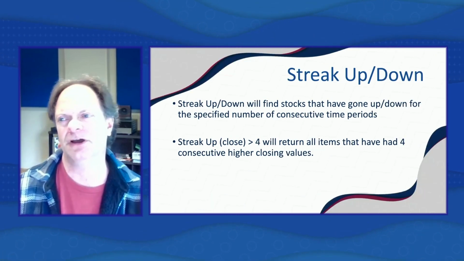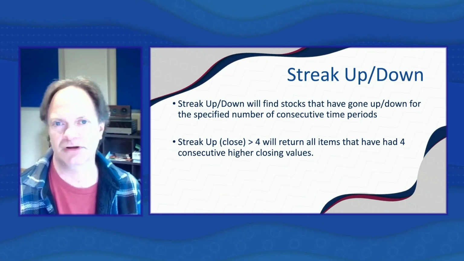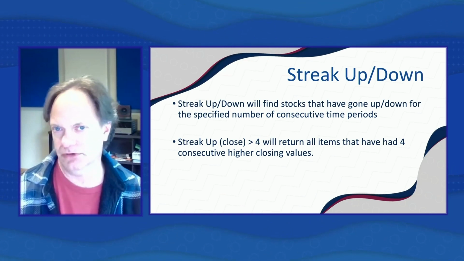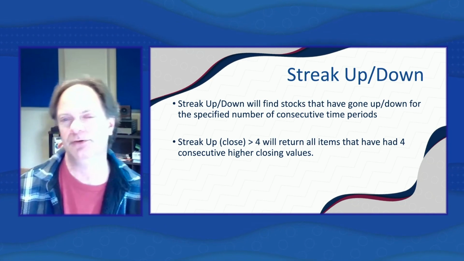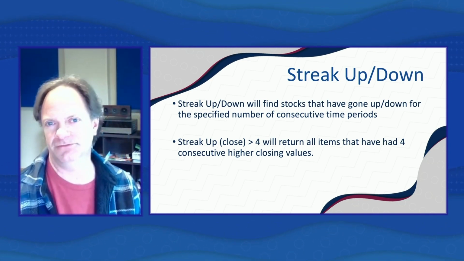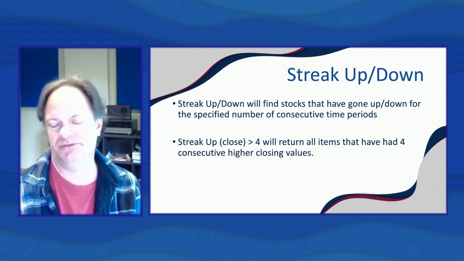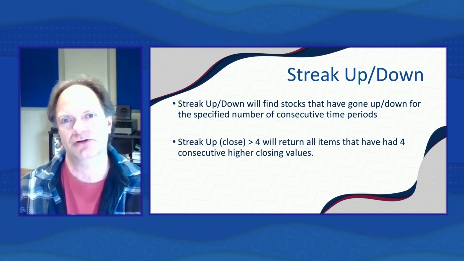Next is streak up, streak down. This is sort of similar to, say, your favorite sports team who's on a 5-game winning streak or an 8-game losing streak, depending on which city you live in. And it basically looks for consecutive ups or downs to find teams or stocks that are on a winning streak or a losing streak.